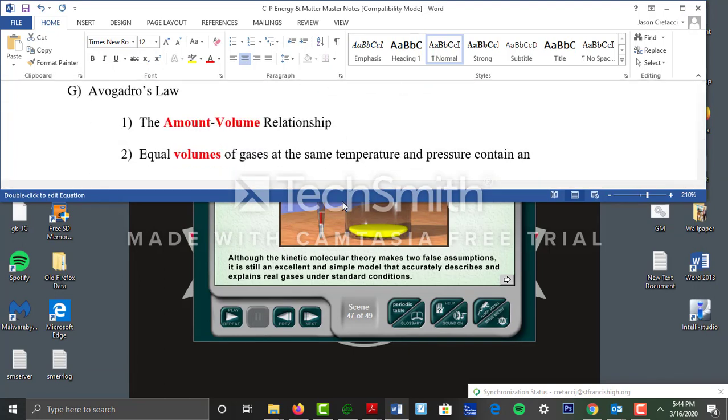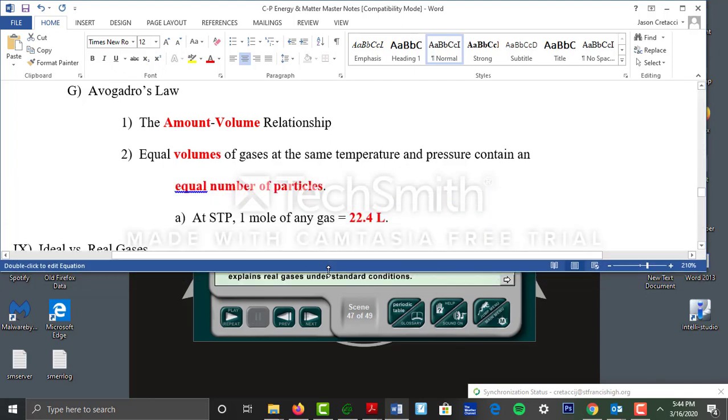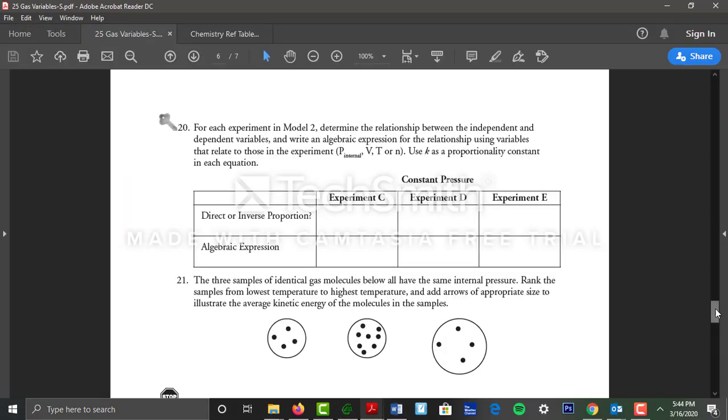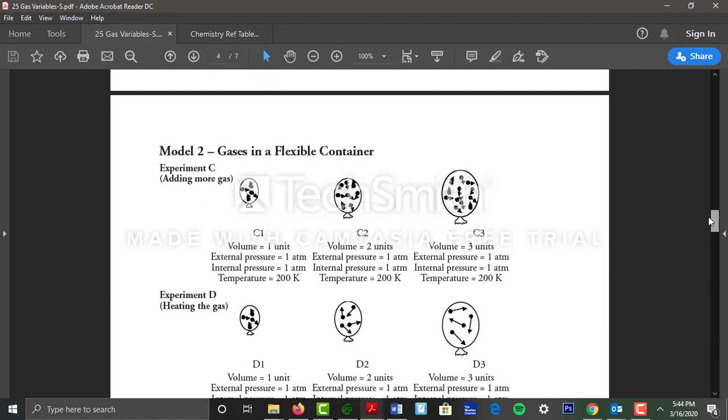All right, so to wrap up this topic on gases, we have to look, first, real quick, at Avogadro's law. This is letter G in our notes. Avogadro's law, remember, is the amount-volume relationship. We already saw the relationship between amount and volume when we looked at the POGL here in Model 2, Experiment C. As more gas was added to the container, the size of the balloon got bigger because there were more moles of gas.